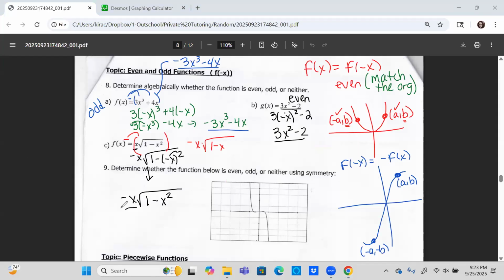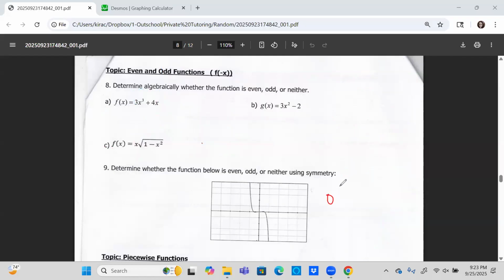So the black down here is what I got when I inputted negative x, and the red is the negation. So go back to my notes. If when you input, you get the negation, it's odd. So that's a mistake on the key there. This one is odd. If you flipped it upside down, it would look fine. Definitely not even.